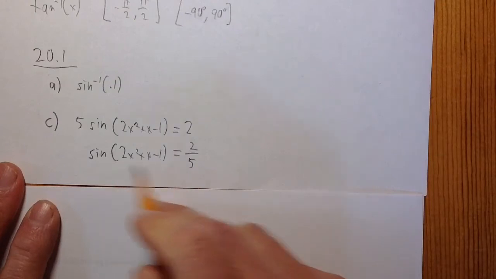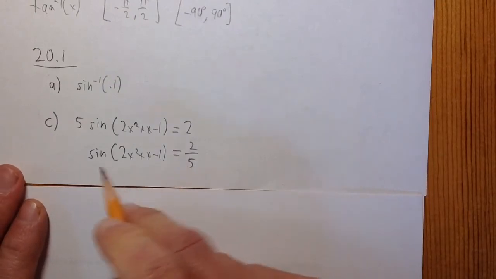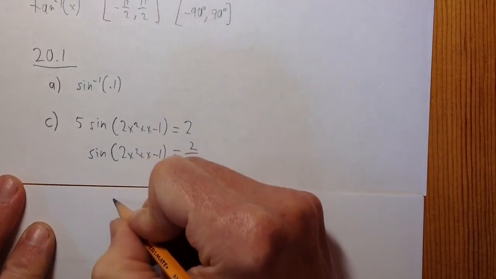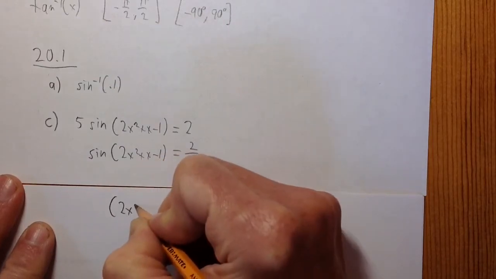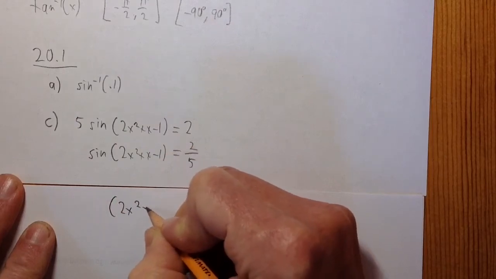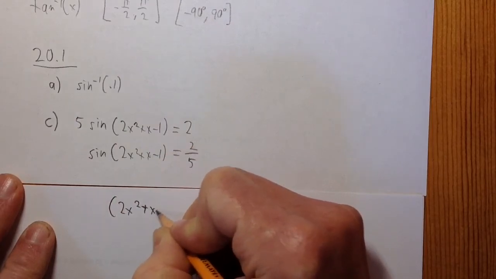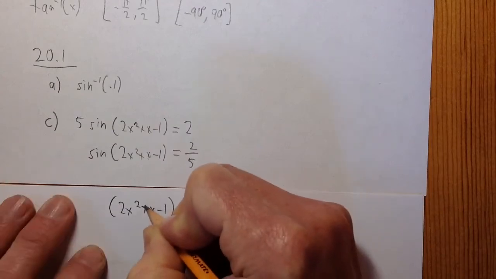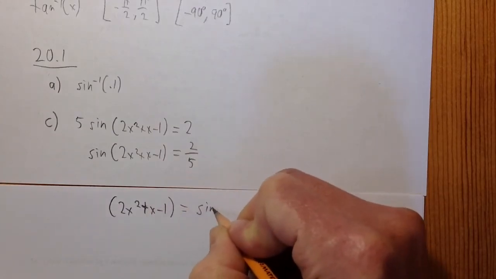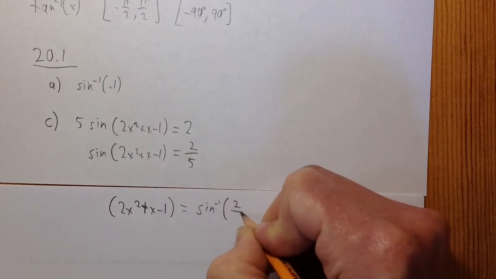Now we take the inverse sine of both sides to get rid of this sine, because we want to get this by itself. After we do that, inverse sine of sine cancels, that's why we do it. So 2x squared plus x minus 1 equals inverse sine of 2/5.